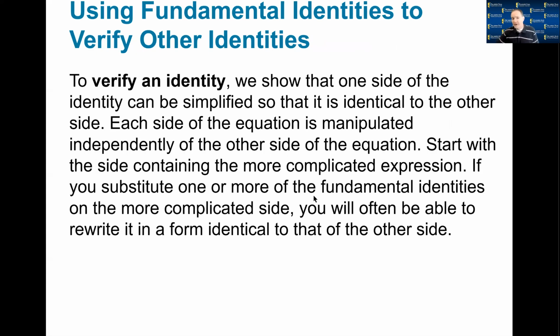Now, when we verify identities, we're going to show that one side of the identity can be simplified so that it is identical to the other side. Each side of the equation is manipulated independently of the other side. So what I will always do is pick a side, either the left or the right-hand side of the equation. And the choice as to which one to pick is I always pick the more complicated side. After I pick that more complicated side, I work with it algebraically or using trig identities to show that it's equal to the remaining side.